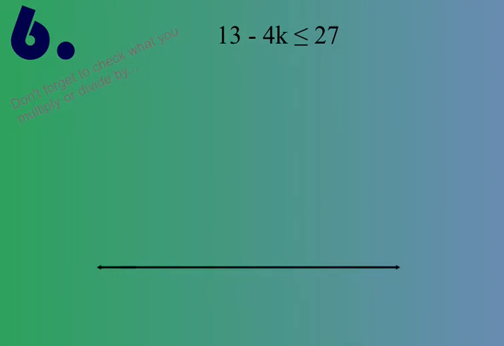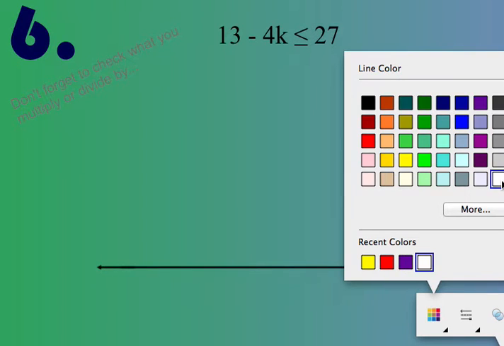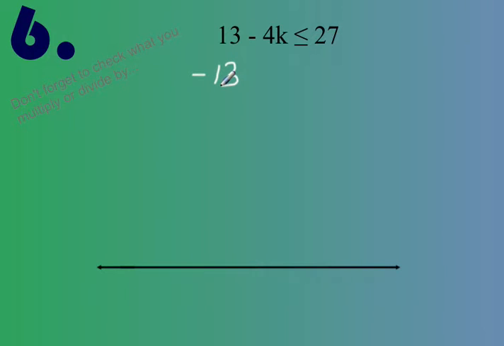Okay, now let's go ahead and take a look at number 6. The first thing I want to do is get that 13 over to the other side. So I'm going to go ahead and subtract 13 from both sides. Then I have negative 4k is less than or equal to 14. So then I'm going to divide both sides by negative 4.